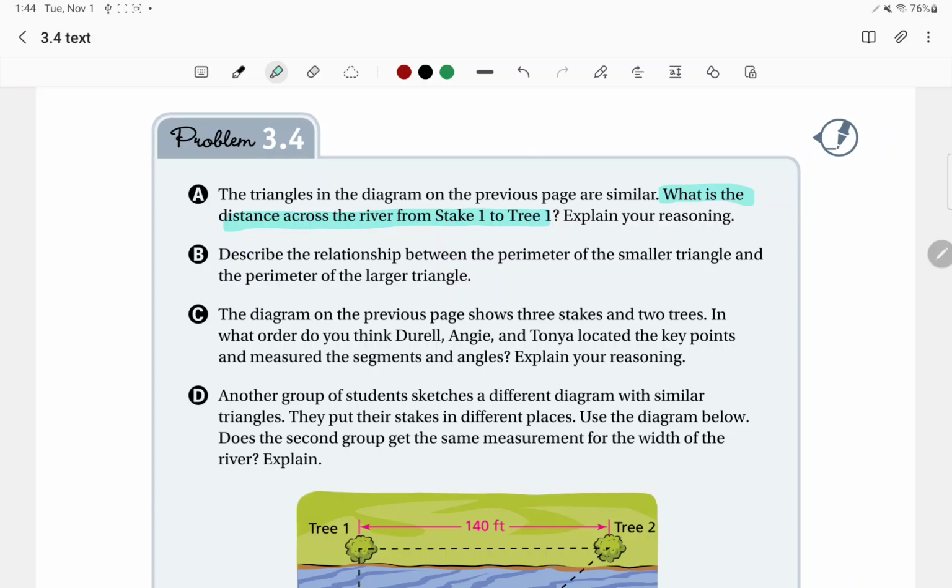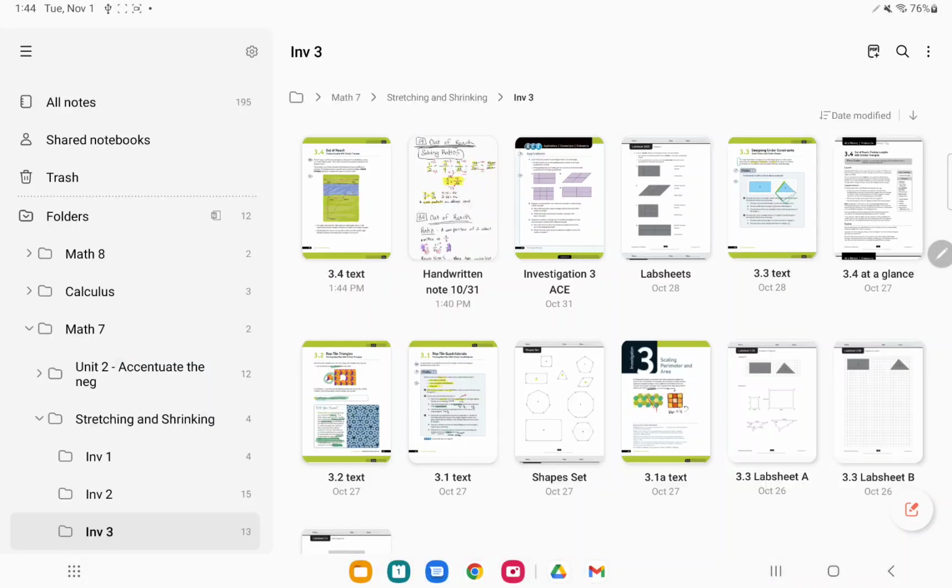What is the scale factor? How do I find some of those missing sides? And then how do I use that information to find the distance across? Go ahead and try part A on your own and then come back to the video. If it's easier, you're welcome to use this lab sheet.